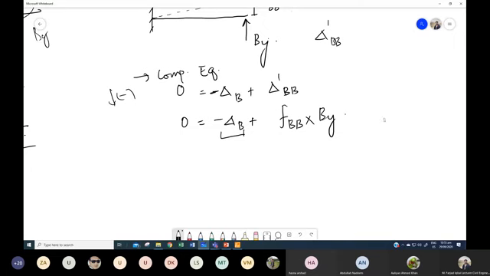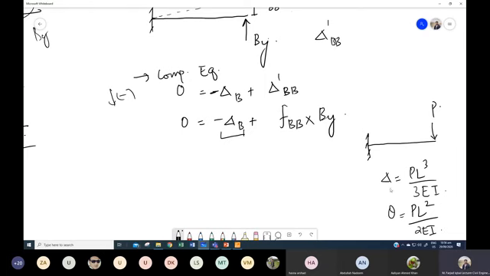Okay. So for a cantilever beam, if this is a beam and there is a load acting at the end of this beam, you should be very careful while using this formula. There are some confusions. In this case, we have deflection as PL cube over 3EI and rotation equal to PL square over 2EI. Now these two formulas are for maximum deflection and maximum rotation.